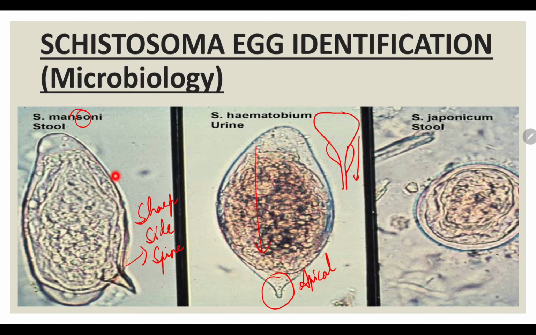Next is Schistosoma japonicum. In Schistosoma japonicum, there is a small hook which is again the shape of J. So with this, we remember this is Schistosoma japonicum. This is seen in stool sample.